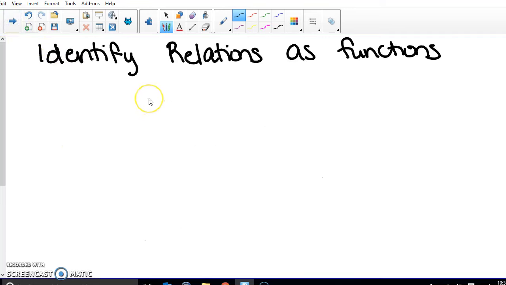Now we're going to identify relations as functions. Relations are any grouping of a set of data, and a function is a special type of relation where each input has a unique output. So every time we put 2 into an equation, we should only get one answer. So let's identify a function.